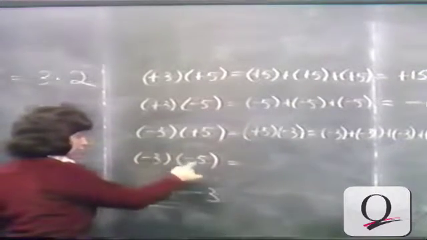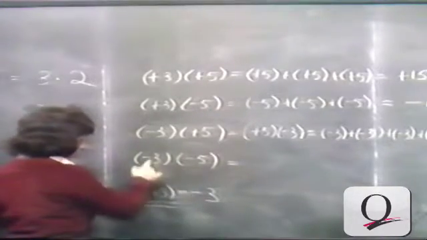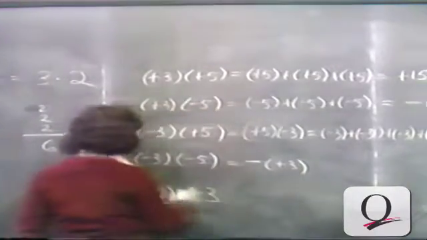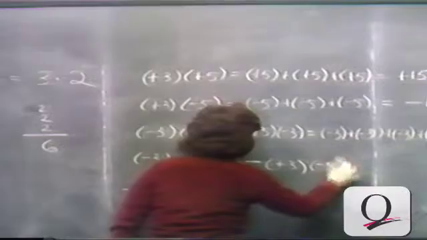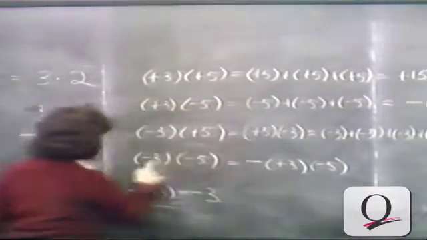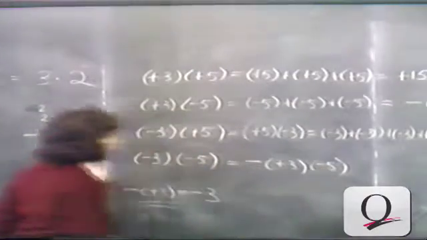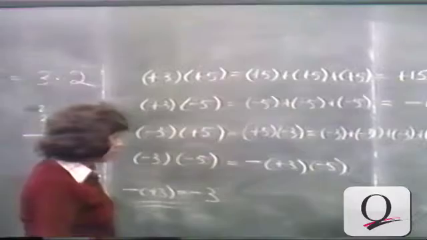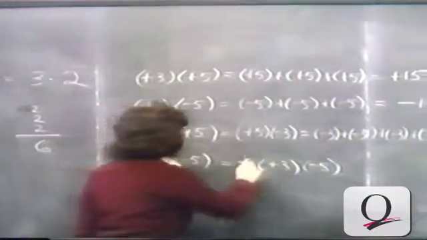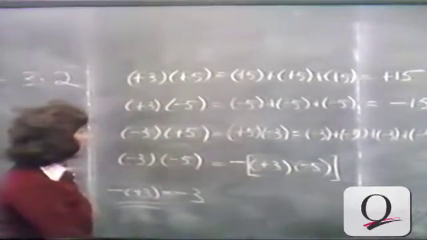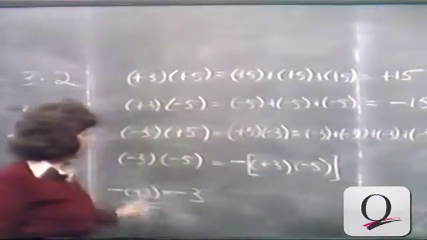Here we have minus 3 times minus 5. Let's make the minus 3 the negative of plus 3, and we'll keep the minus 5. Right? Negative of plus 3 is minus 3, and the minus 5 I just rewrote. Okay, we would like to evaluate this. It would help us in our evaluation if we were to put brackets around the plus 3 and the minus 5.